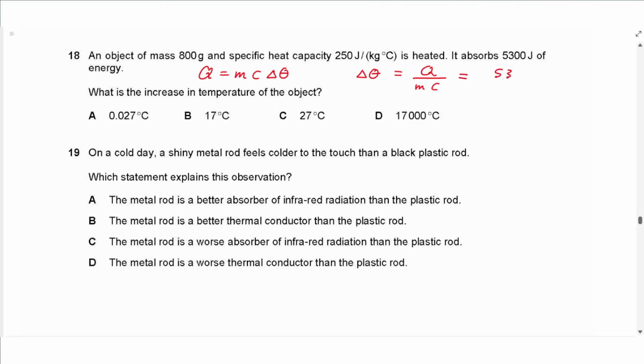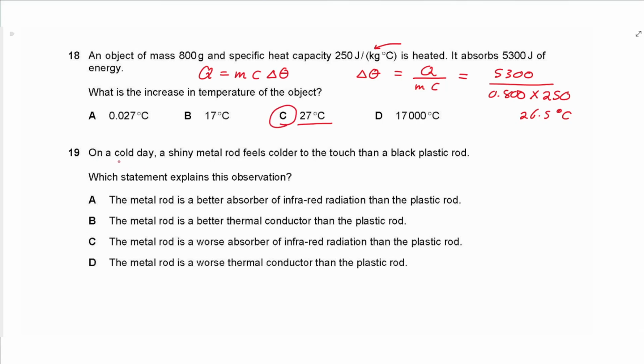So we divide 5,300 joules by the mass, which is 0.800, since the unit for the specific heat capacity includes kilograms, not grams. And then we divide by 250, which is the specific heat capacity. This gives an answer of 26.5 degrees Celsius. So we can approximate that to 27. So the answer is C.